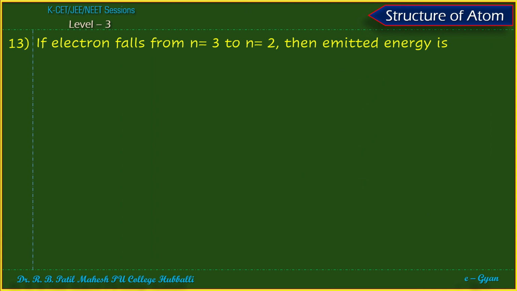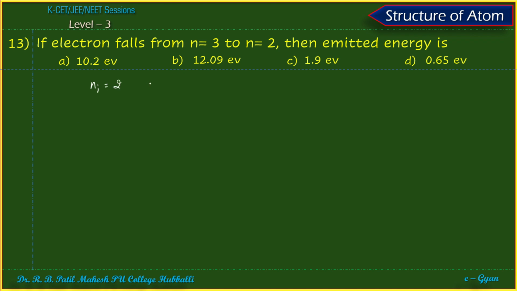Question number 13. If an electron falls from n equal to 3 to n equal to 2, then the emitted energy is asked. The electron falls from n equal to 3 to n equal to 2. That is, the initial state was 3 and the final state is 2. So the electron is coming from the third shell to the second shell. This is the amount of energy emitted, and emitted energy is always positive because it is liberated energy.